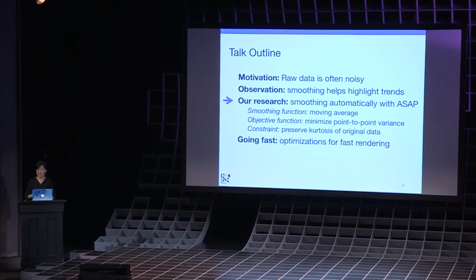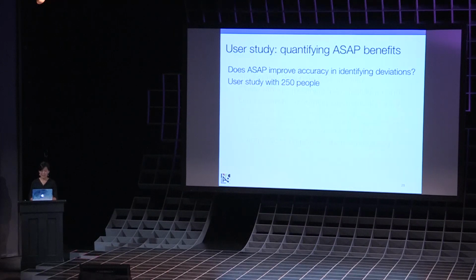Cool. So far we went through how to produce a good smooth plot using ASAP, specifically by using a moving average to minimize the point-to-point variance while preserving the kurtosis of the original data. To make sure that we're not just making things up, and that smoothing actually helps users identify deviations in time series, we performed a user study with 250 people.